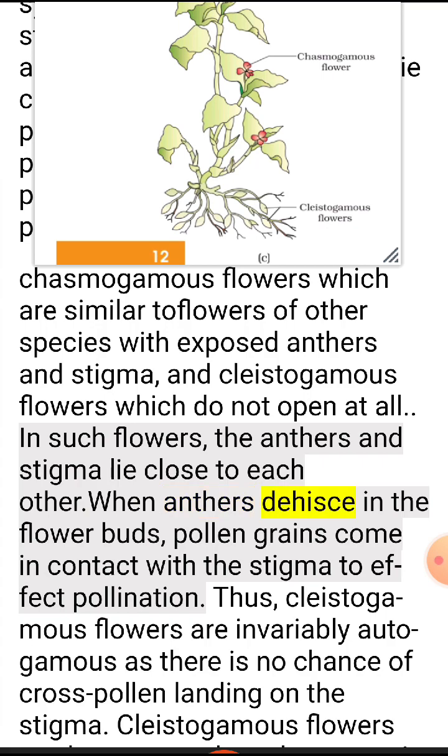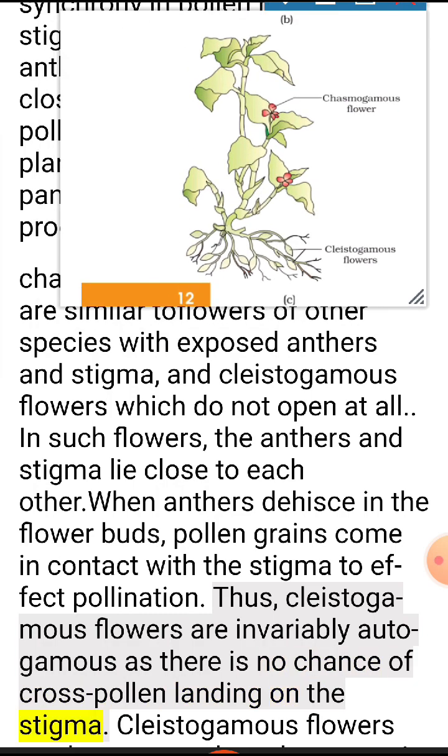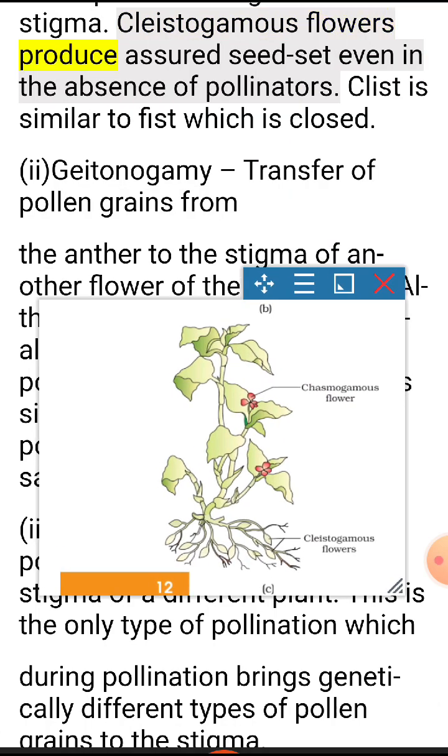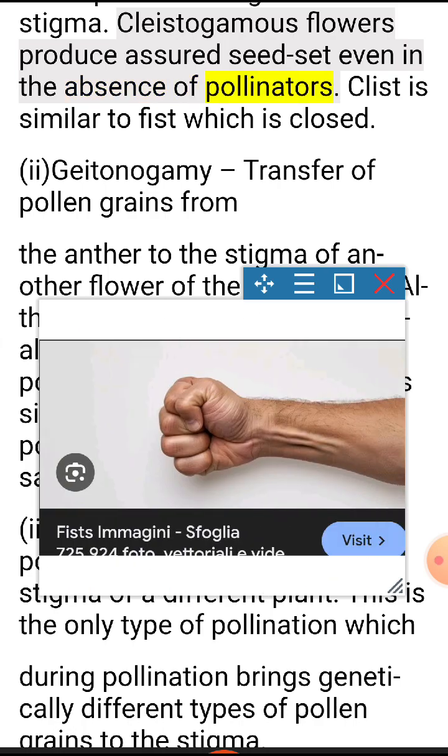When anthers dehisce in the flower buds, pollen grains come in contact with the stigma to effect pollination. Thus, cleistogamous flowers are invariably autogamous, as there is no chance of cross-pollen landing on the stigma. Cleistogamous flowers produce assured seed set even in the absence of pollinators. Clyst is similar to fist, which is closed.